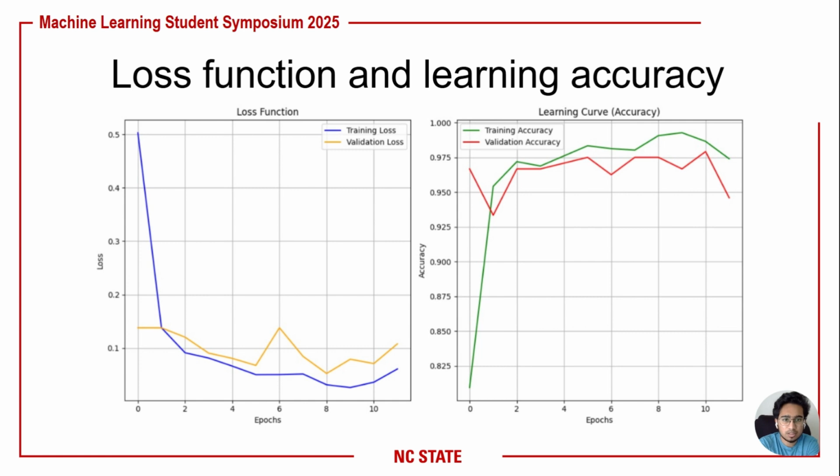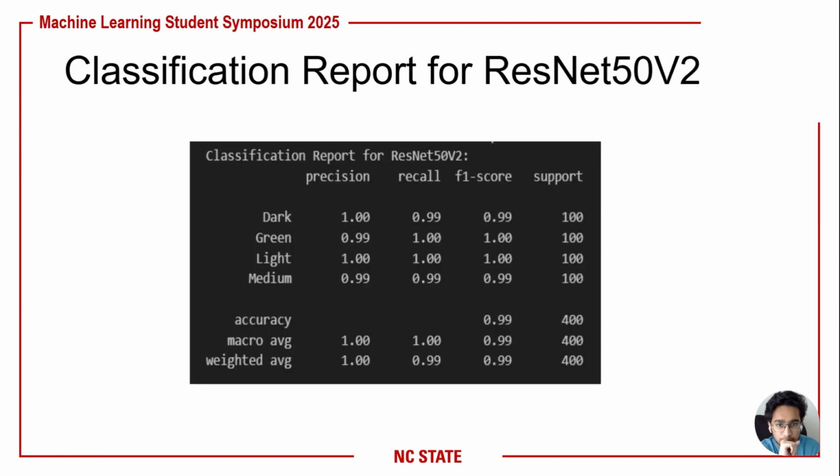And then coming to loss function and learning accuracy, this is the plot of the loss function with respect to epochs, which consistently decreased up to a point, and then the learning accuracy also consistently improved up to a point with respect to the epochs used.